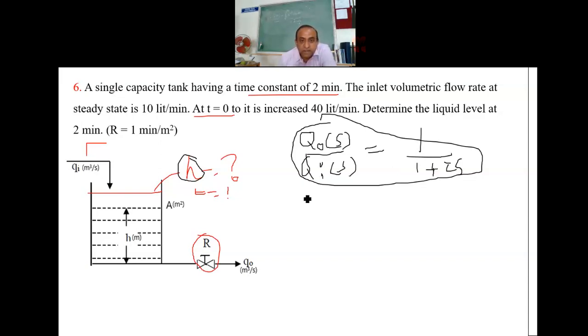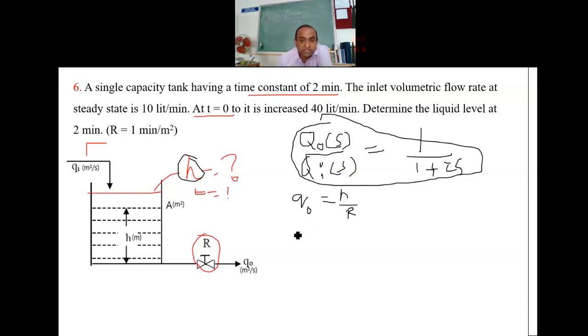You know that Q naught equals H by R. Is it correct? So that is always fine. Based on the third assumption, your outlet flow rate is proportional to the height. If you remove that proportionality, you get Q naught equals H by R.